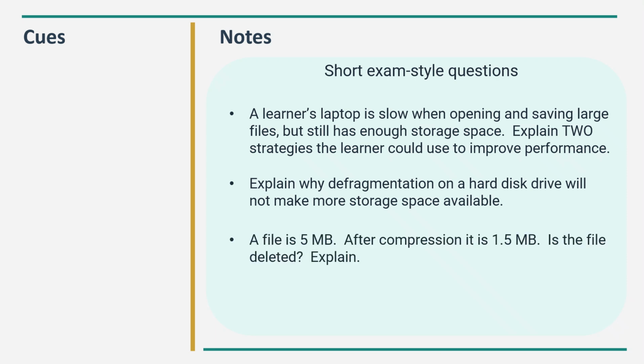Third, a file is 5 megabytes. After compression, it is 1.5 megabytes. Is the file deleted? Explain. Name 3 types of files that disk cleanup would remove. Now please take the time, pause the video and write down your answers.